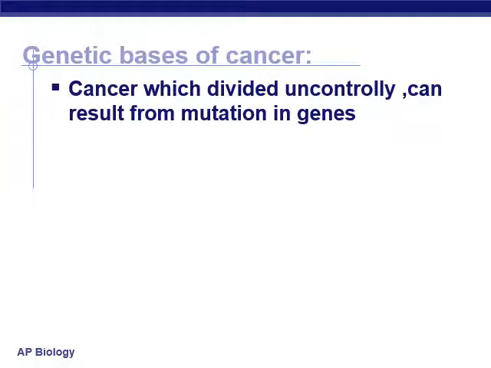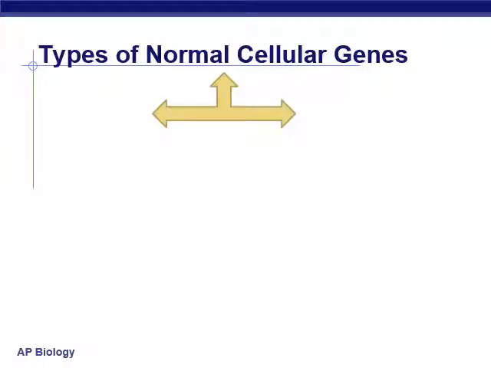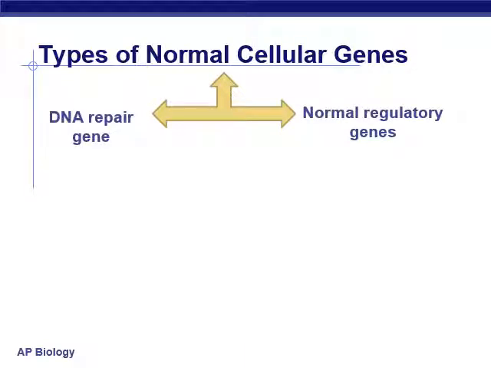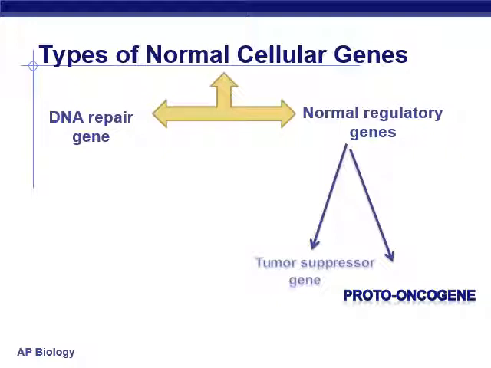Cancer results from cells dividing out of control, and it can result from mutations in the genes whose protein products regulate the cell cycle. There are two types of normal cellular genes in humans: normal regulatory genes and DNA repair genes. The normal regulatory genes include the growth-promoting proto-oncogenes, the growth-inhibiting tumor suppressor genes, and genes that regulate apoptosis.